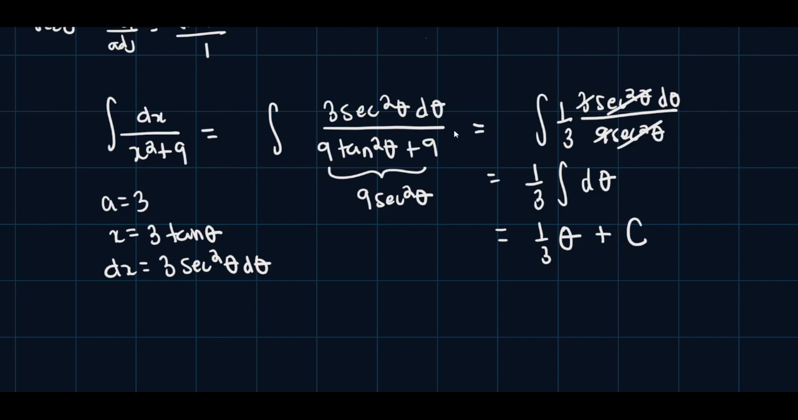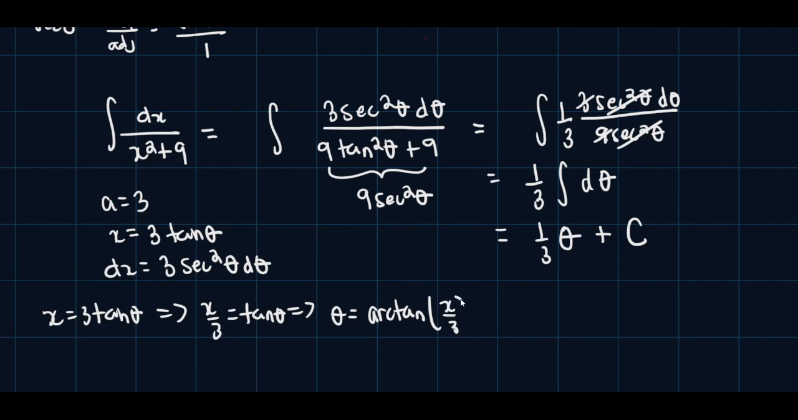So we just again need to rewrite theta in terms of the original variable x. So we start from x equals 3 tangent theta. This would imply that x over 3 is tangent theta, and theta will be equal to arctangent of x over 3. Or, our final answer will be 1/3 arctan x over 3 plus c.